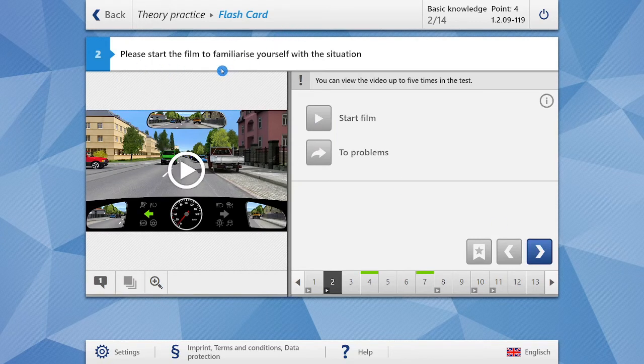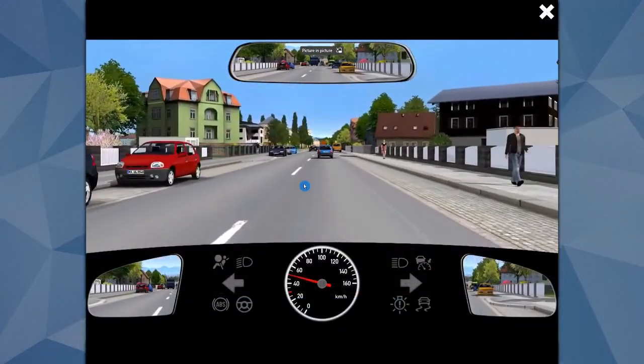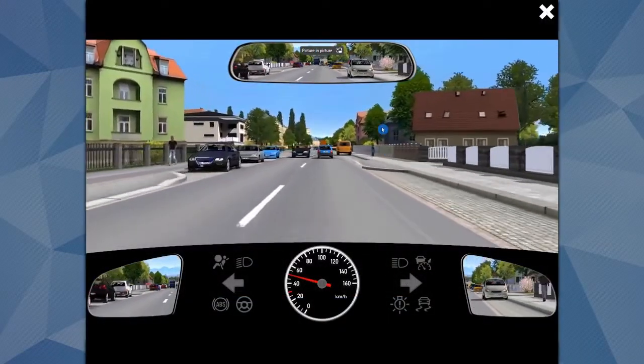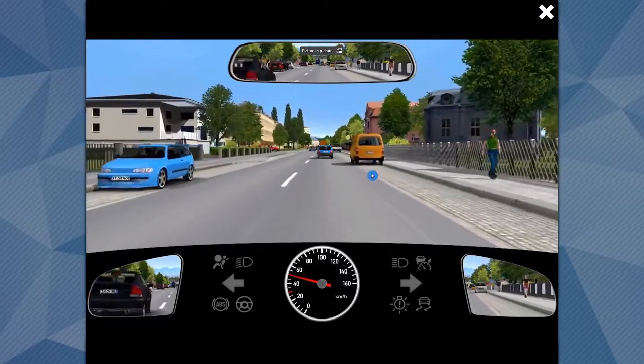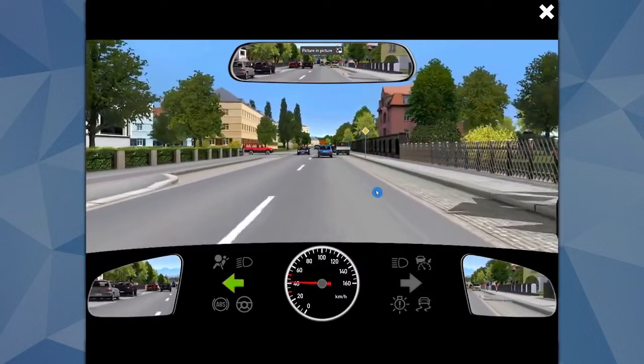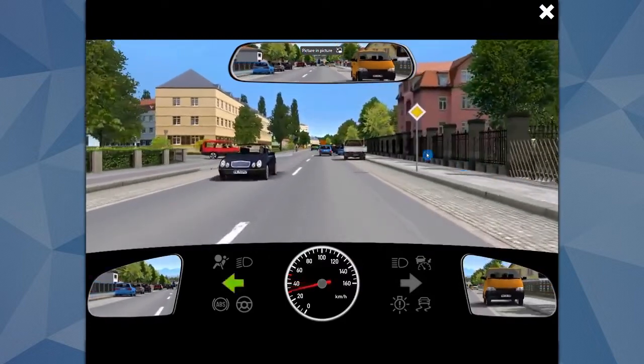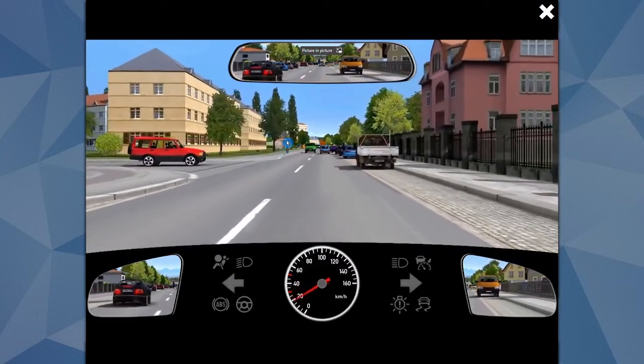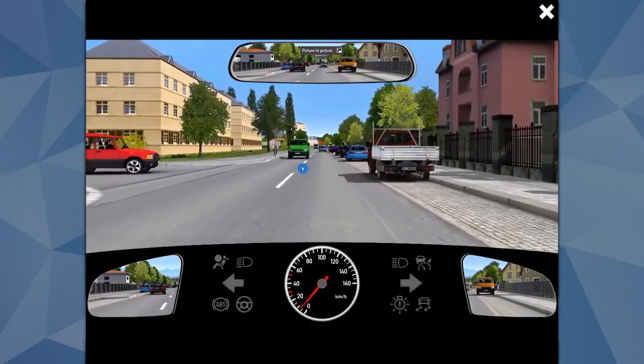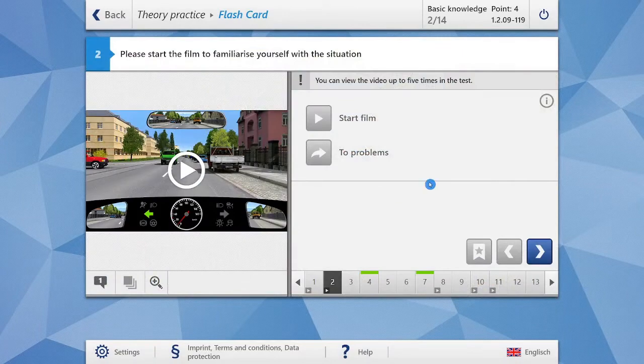Please start the film to familiarize yourself with this situation. Let's watch the film. Okay. Anything that you can note? You are on a priority road. There is no cycle on the right. There is a cycle coming from here. There is a car coming here. There is a red car here.